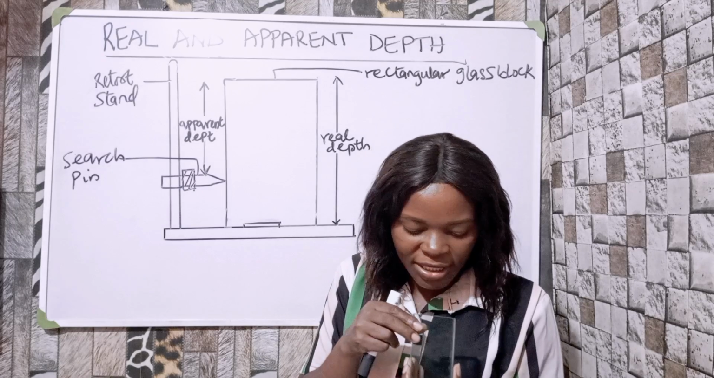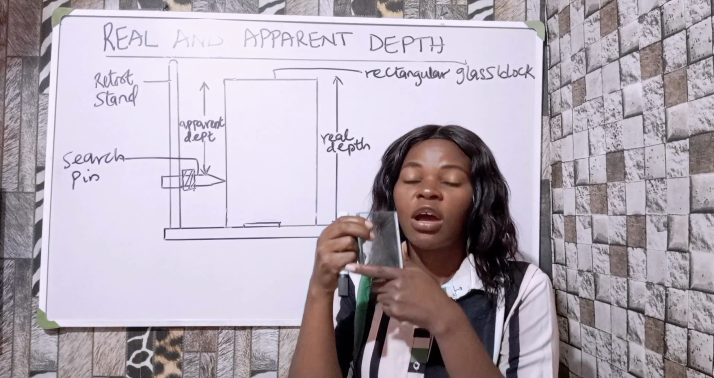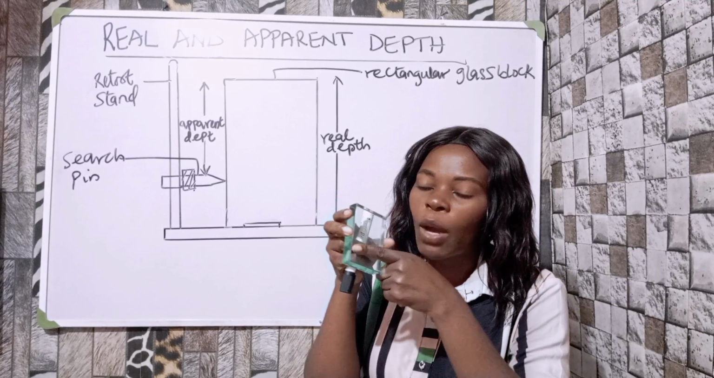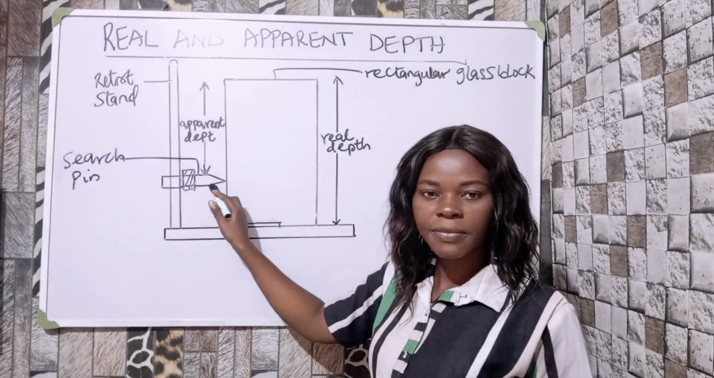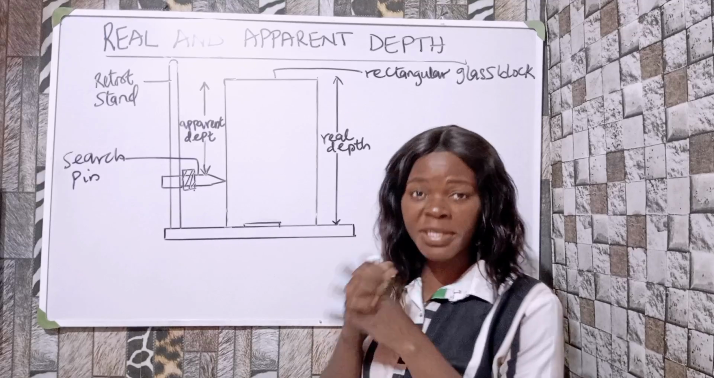By the time you look through this glass to see that object lying horizontally here on the basement, on the tracing paper, you will realize that the object will appear what? Shallower than it really is. It will not appear here. Is that okay? Because of the refraction that occurs between two media.